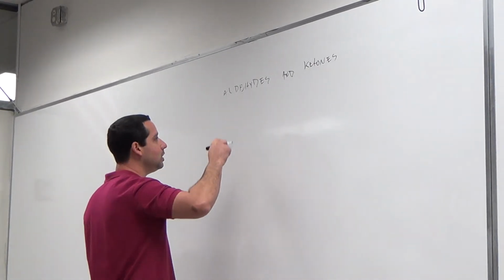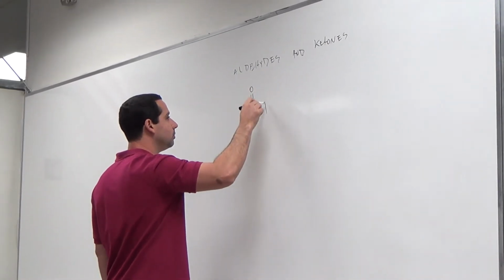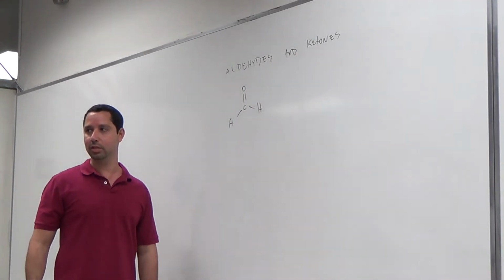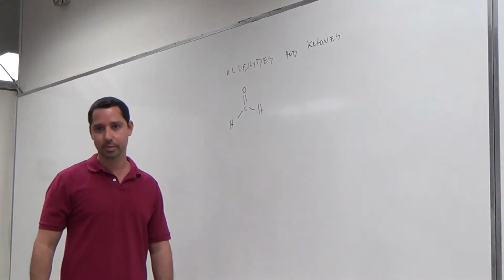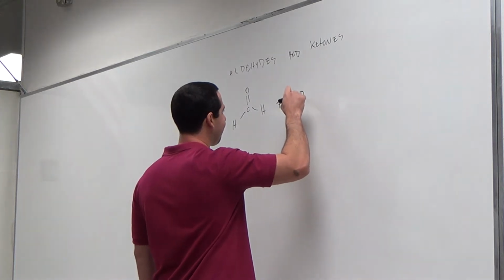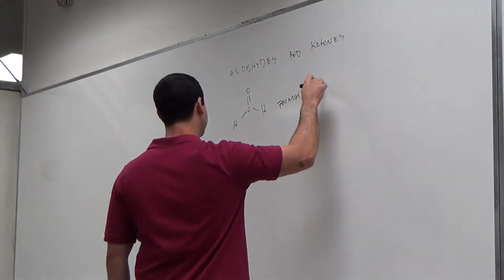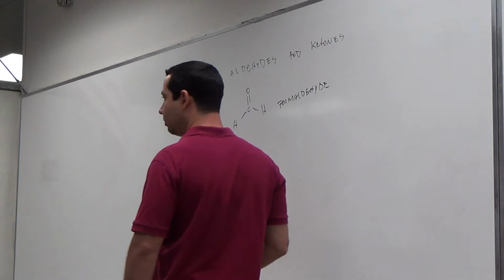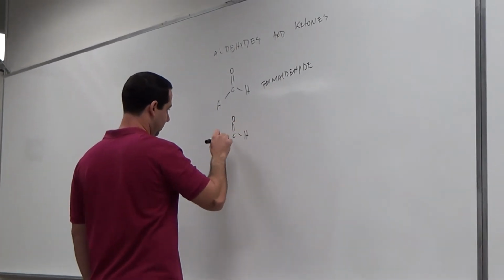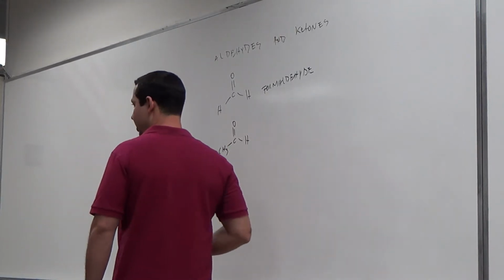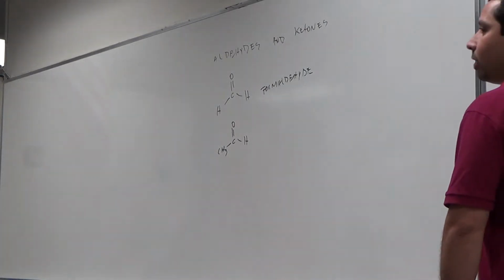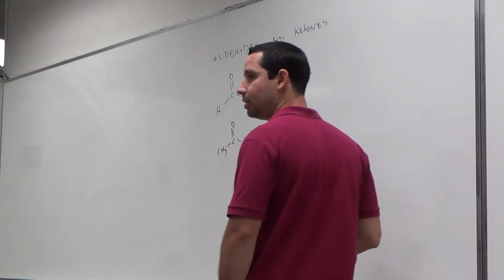All right, aldehydes and ketones. This is what an aldehyde looks like. This is the simplest of all aldehydes. This is called formaldehyde. This is a common name, and aldehydes will have the ending -al, because they are aldehydes.